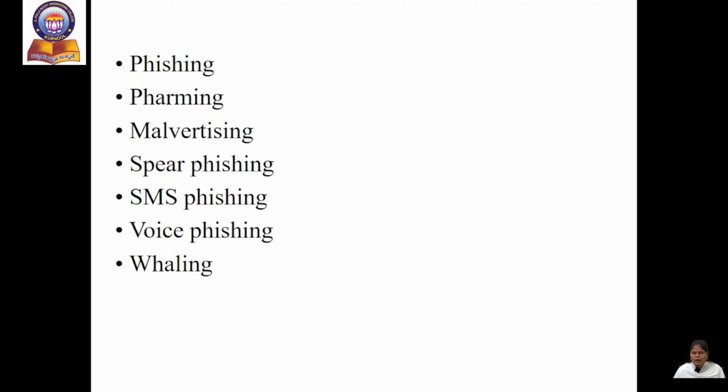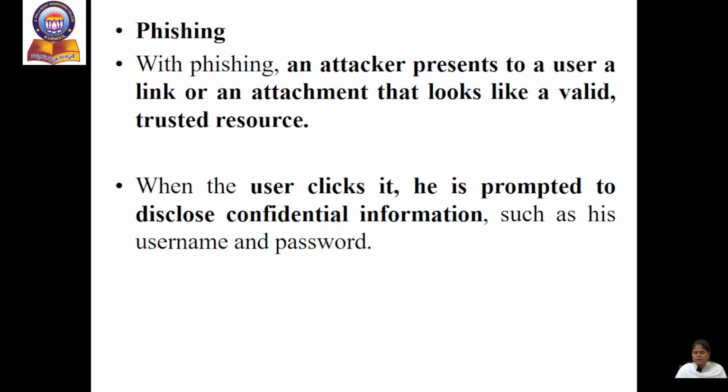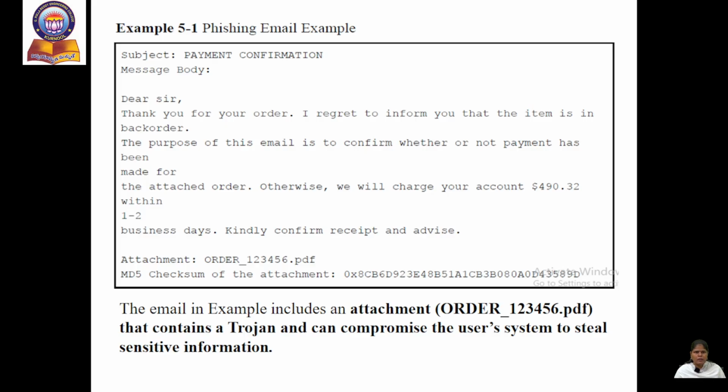And other types of computer based social engineering techniques are phishing, pharming, malvertising, spear phishing, SMS phishing, voice phishing, and whaling. Phishing is nothing but an attacker presenting to a user a link or an attachment that looks like a valid trusted resource, right? When the user clicks it, they will be prompted to disclose confidential information such as username and password. This is a simple example of a phishing mail.